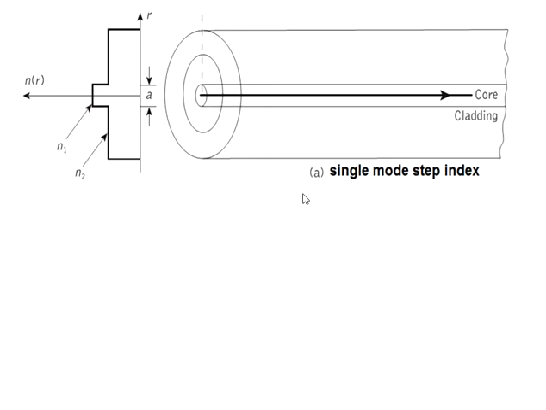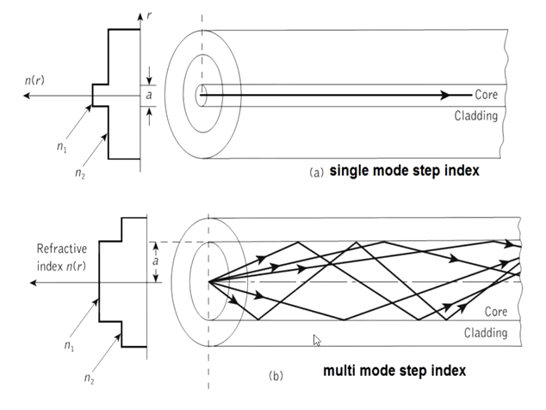The second propagation is through multi-mode step index fiber. As multi-mode indicates, it can support a larger number of modes, and hence we require the core diameter to be large as compared to the single mode fiber, so that it can support more modes. So again the profile is step index.